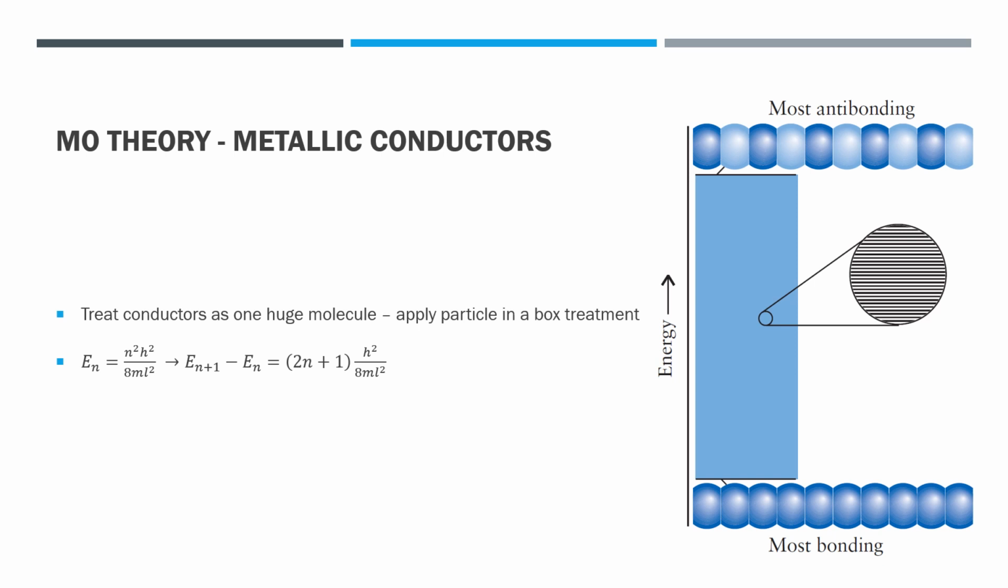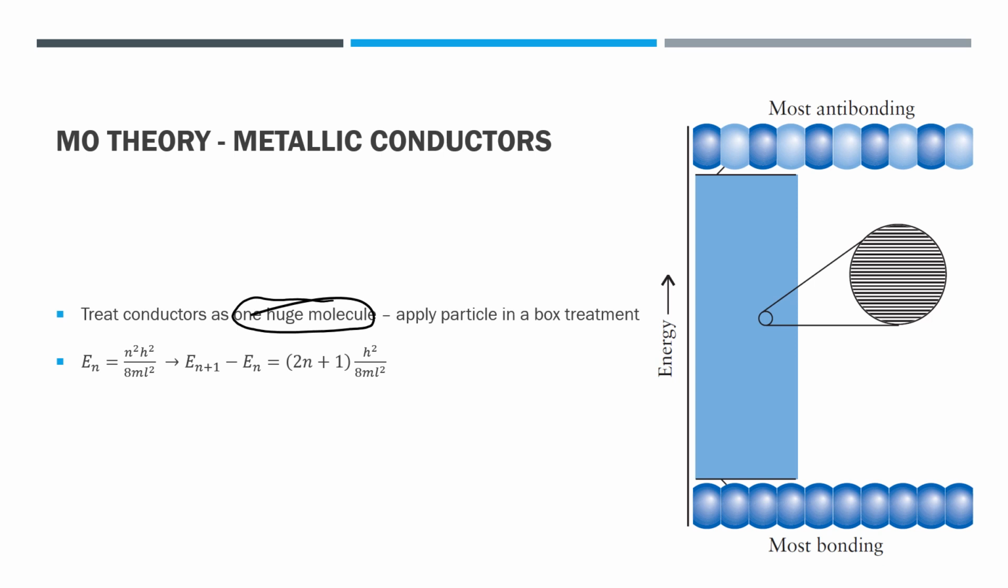Okay, so how can we describe this huge system? Within a metallic conductor, there are tons of metal atoms stacked up next to each other, and all of these orbitals are interacting in some way, forming different molecular orbitals. So how can we even begin to reason about such a huge system? Essentially, all we do is treat these conductors as one huge molecule. And then we can apply particle in a box type molecular orbital theory.